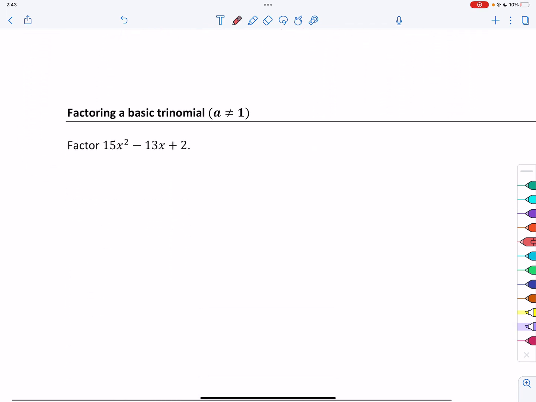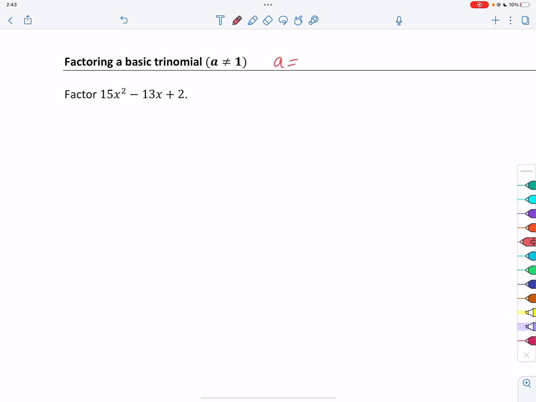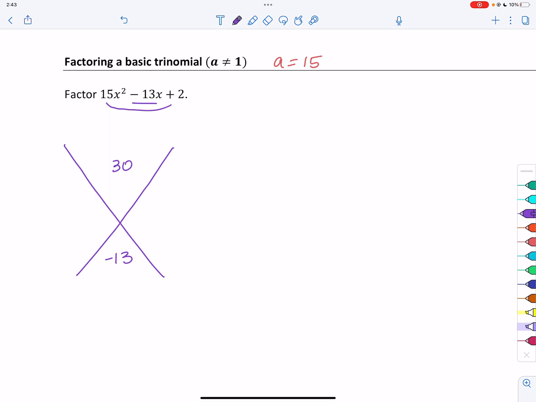Okay, let's try our last one. Yep, a is not equal to 1 because a is equal to 15. So let's go ahead and use our x. 15 times 2 is 30, and then we have a negative 13. When I see 30, I think about a 3 times a 10. However, I need a negative 13, so that would be a negative 3 minus a 10. That's how we would get that. So now we would need a negative 3 and a negative 10.